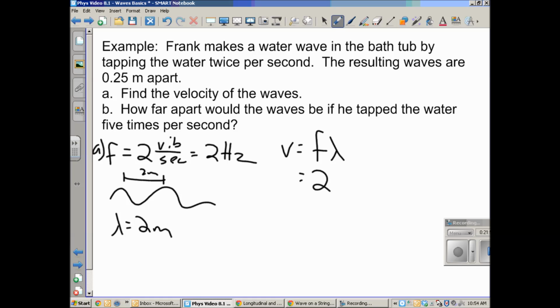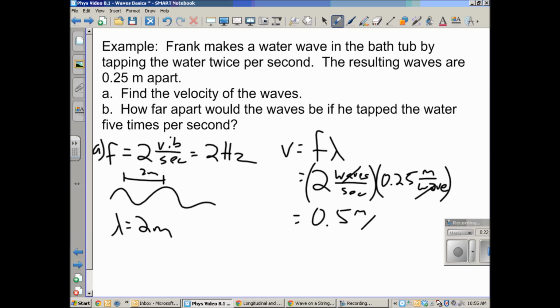So for part A, to find our velocity, it's frequency times wavelength. We've got 2 waves per second. The wavelength is 0.25 meters per wave. Waves cancel out, and you get 0.5 meters per second. So that's part A.